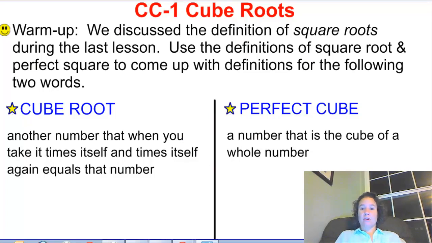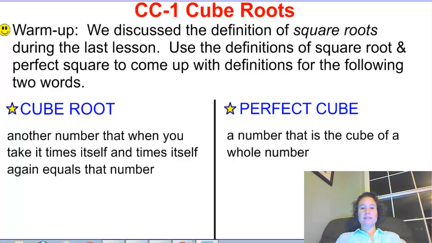So remember yesterday we talked about the definition of square roots. And so today we're going to be extending that a little further and thinking about what are the definitions of cube roots and also of a perfect cube. A cube root of a number is just another number that when you times it by itself and then by itself again equals that first number. And if you think about a perfect cube, it's a number that is a cube of a whole number, just like a perfect square was a number that was a square of a whole number.